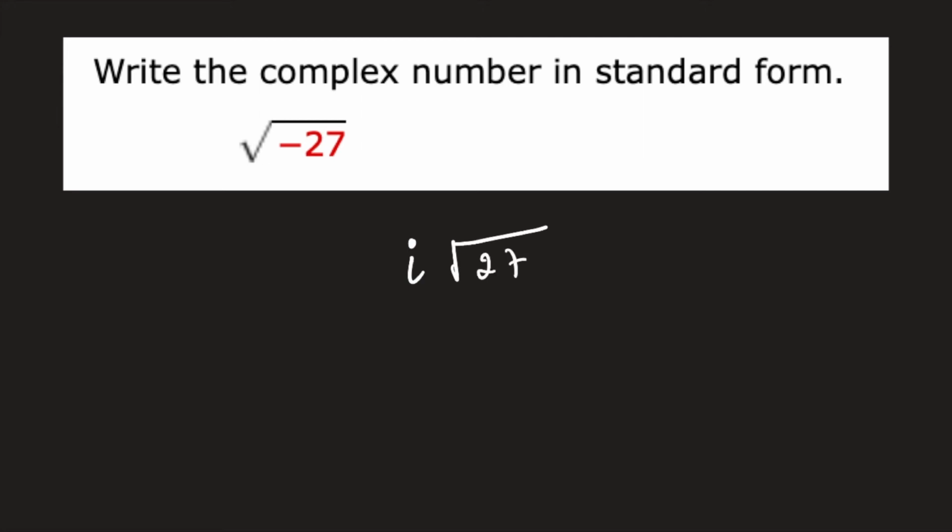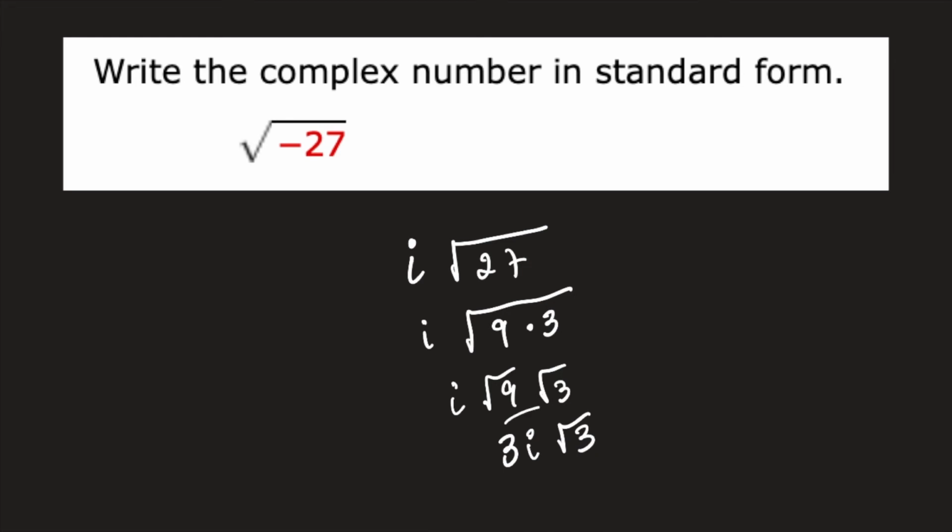Now we have to think about what 27 can be broken down into. 27 can be broken down into 9 times 3. The reason we do that is because the square root of 9 is just a plain old 3. So this can be written as square root of 9 times square root of 3. And as we just said, square root of 9 is 3. Therefore, I have 3i square root of 3.